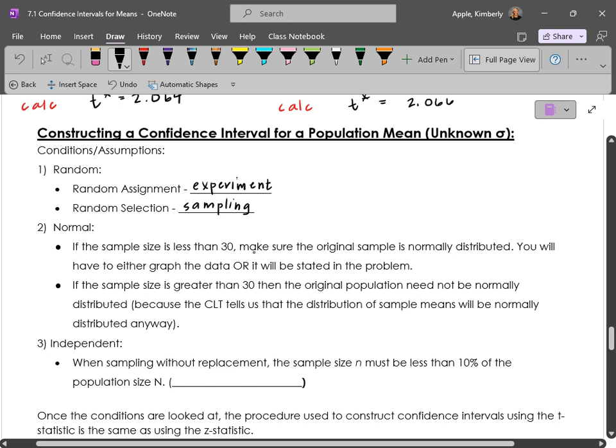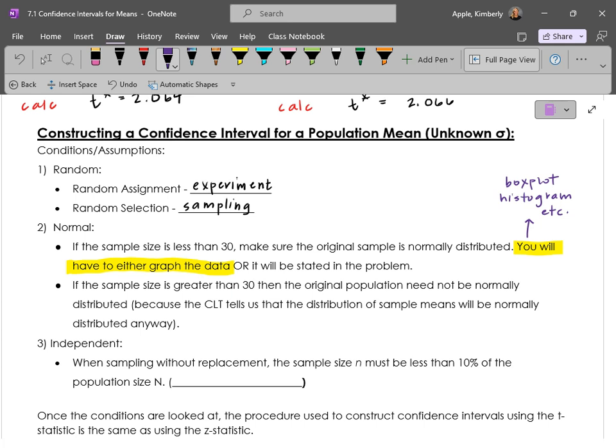Normality, if the sample size, this is new, if the sample size is less than 30, you have to make sure that the sample you're looking at is normally distributed. You will either have to graph the data or it will be stated in the problem. So if that happens, you're going to have to give me a box plot, a histogram, etc., to visually provide evidence that your sample is normally distributed.